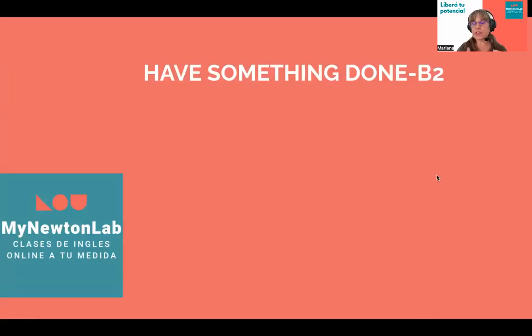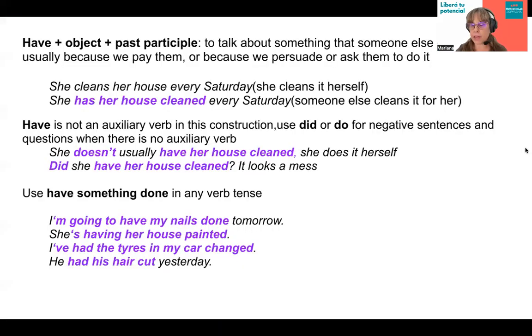What is the structure have something done used for? Okay, this is kind of simple and it's connected, of course, to the topic of passive voice. But there are a couple of things to take into account. So you've got to remember, in this case, you have always an object in between the have and the past participle, okay?